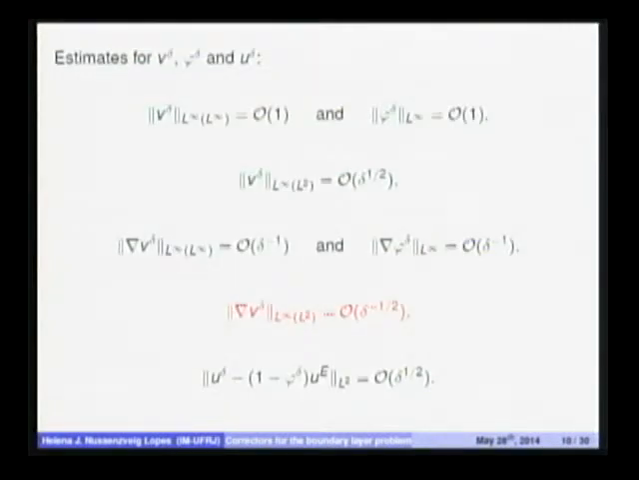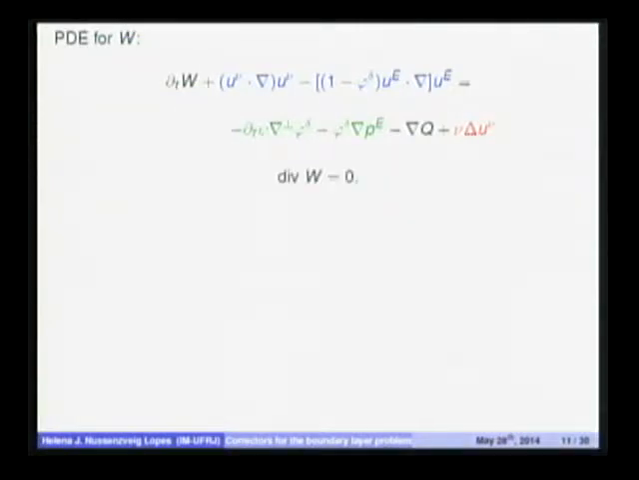And the approximate Euler minus this term here, which is also the difference between these, is not divergence free. So the L2 norm of this difference here is small with respect to delta. Okay, so here's the PDE for W. And it's written, the blue term is the nonlinear term, the green term is the boundary layer term, and this red term is a linear term.